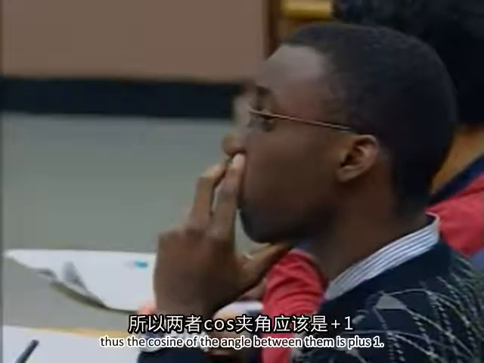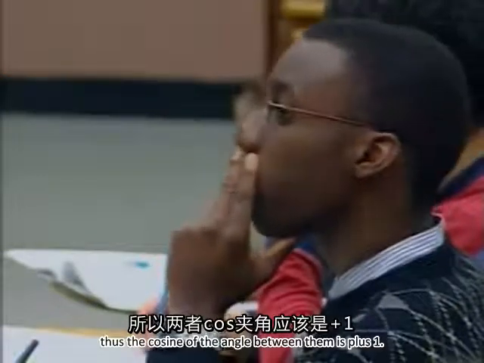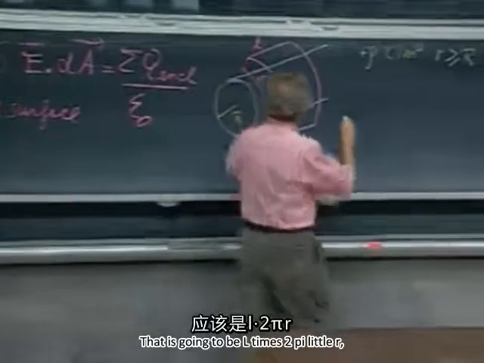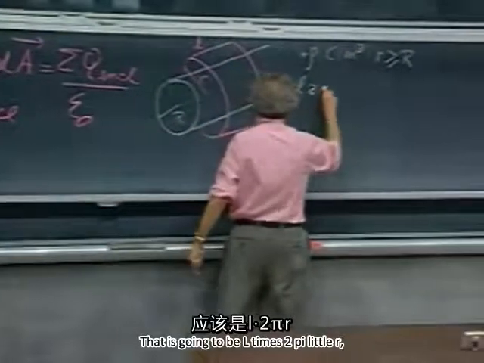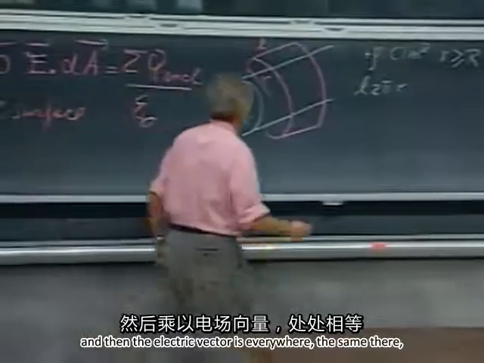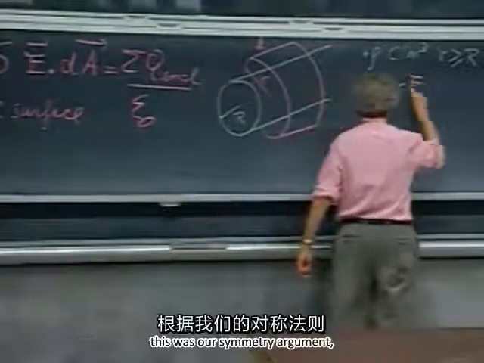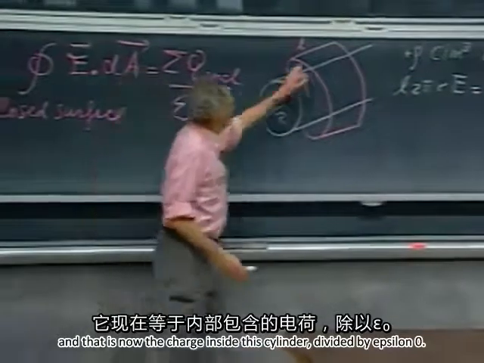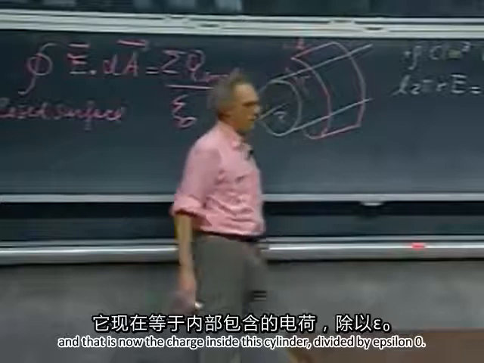Thus the cosine of the angle between them is +1. And so what is the surface area? That is going to be L times 2 pi little r. And then the electric vector is everywhere the same there. That was our symmetry argument. And that is now the charge inside this cylinder divided by epsilon 0.